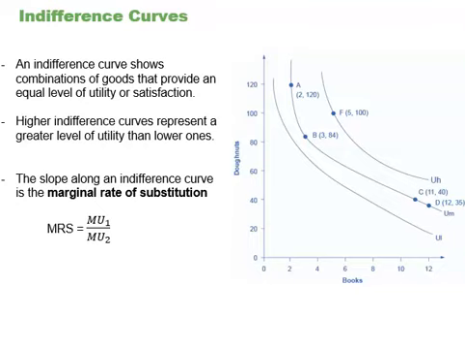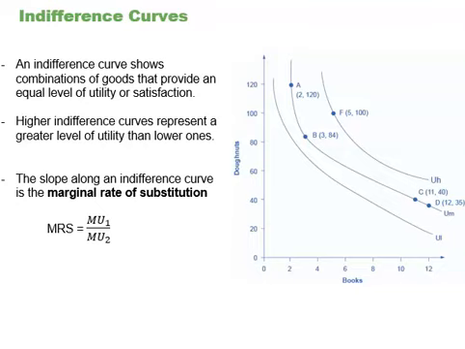The reason behind this shape involves diminishing marginal utility, which is the notion that as a person consumes more of a good, the marginal utility from each additional unit becomes lower. The slope along an indifference curve is the marginal rate of substitution, which is the rate at which a person is willing to trade one good for another so that utility will remain the same. Higher indifference curves represent a greater level of utility than lower ones.